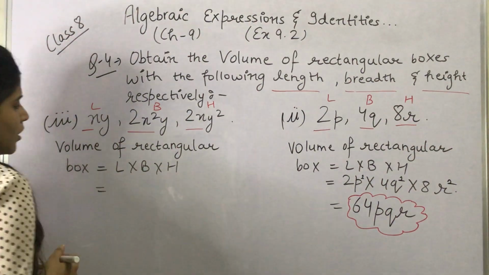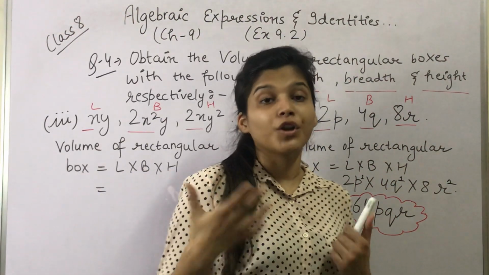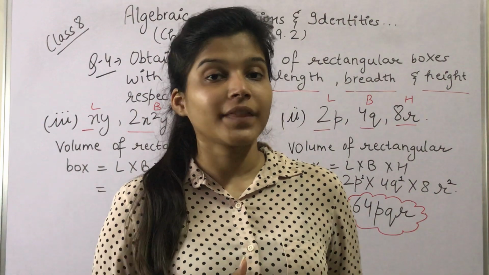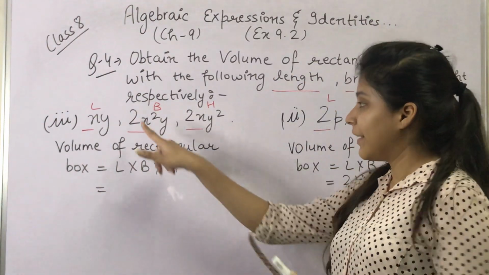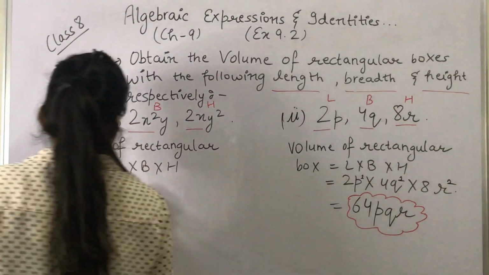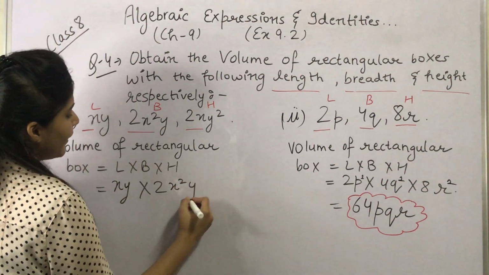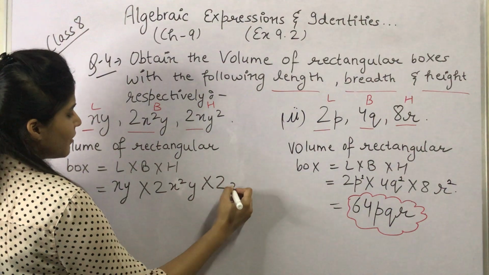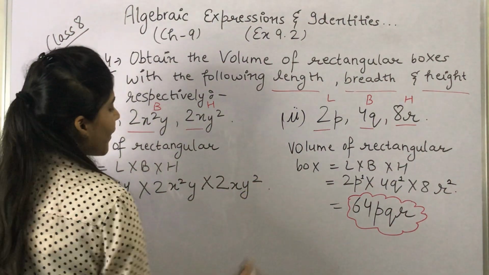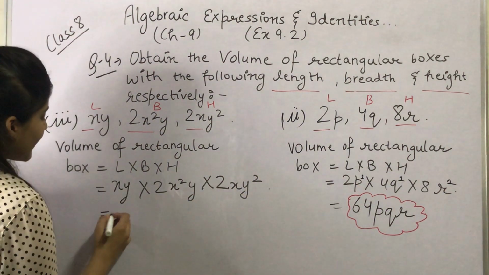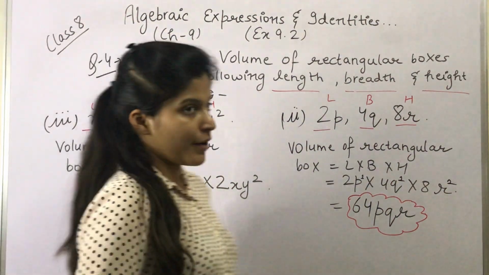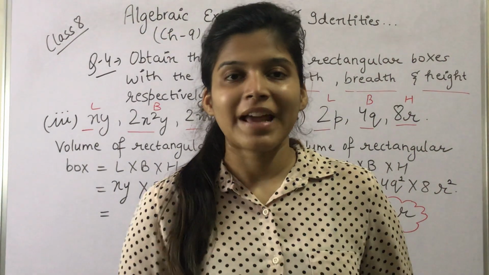As we all know, volume of rectangular box or volume of cuboid is length into breadth into height. So length is xy, breadth is 2x square y, and height is 2xy square. Now we have to multiply all these three monomial expressions. So first let's multiply the numerals.